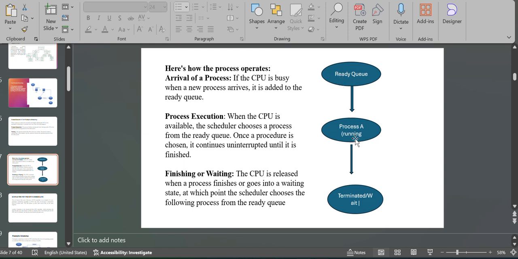First one is the ready queue and process A running, and it terminates or waits. Here in process running: first one is arrival of a process, second one is process execution, and third one is finishing or waiting. Arrival of a process: if the CPU is busy when a new process arrives, it is added to the ready queue. Process execution: when the CPU is available, the scheduler chooses a process from the ready queue. Once a process is chosen, it continues uninterrupted until it is finished. Finish or waiting: the CPU is released when a process finishes or goes into a waiting state, at which point the scheduler chooses the following process from the ready queue.